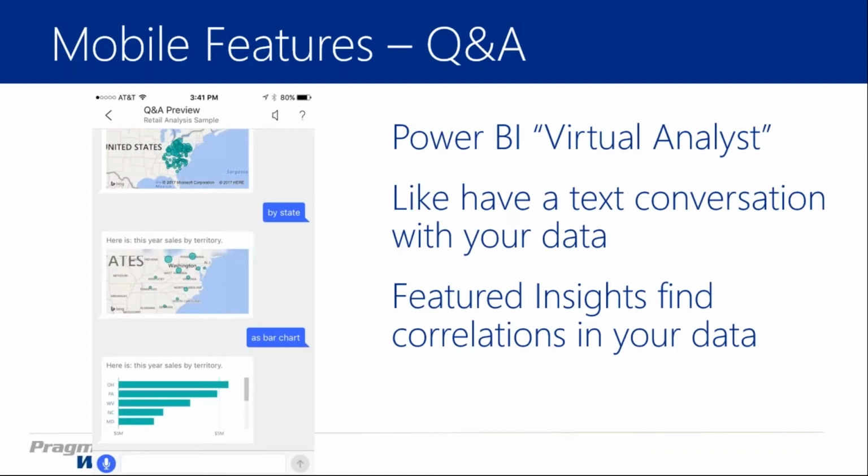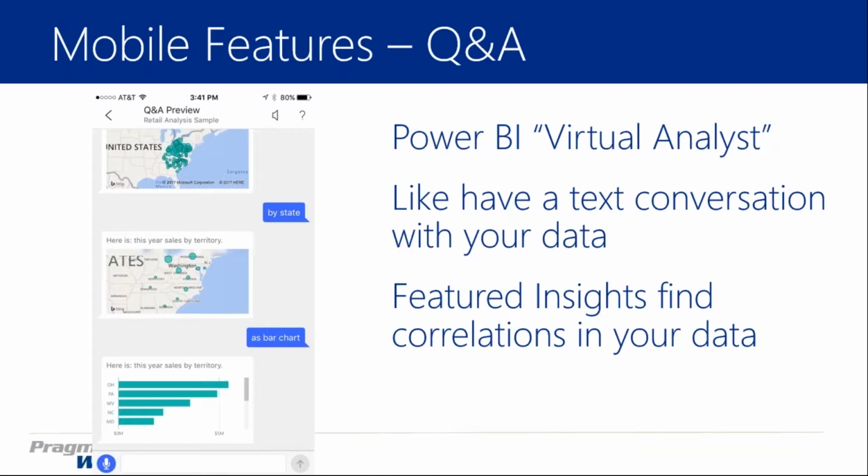Basically, it's like having a text conversation with a friend. You can text back and forth with a virtual assistant, and it gives you the ability to really interact with your data just by asking questions. So you can type literal questions or text in there, and it's going to return back data and information for you. It also has something very similar to Quick Insights. If you've used Quick Insights in the Power BI service, it's called Feature Insights here, and it basically tries to find correlations in your data that maybe you're not thinking about.